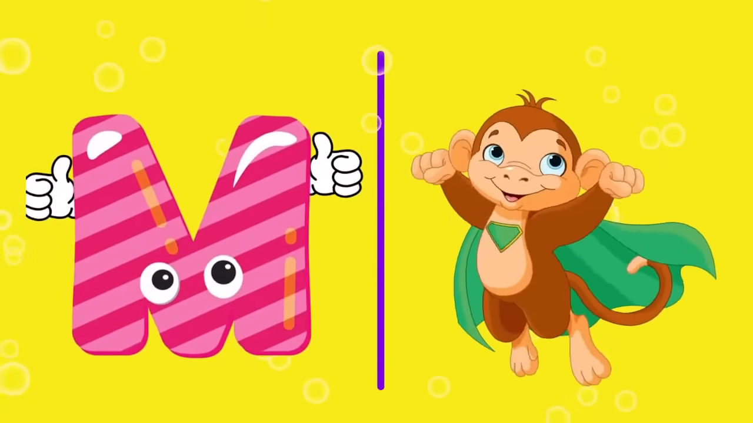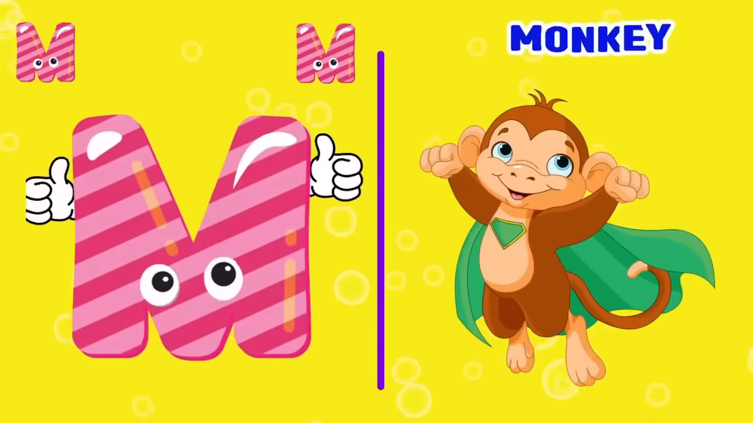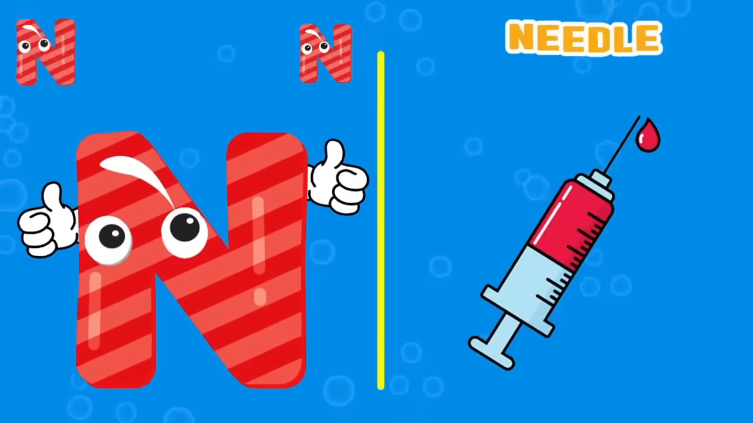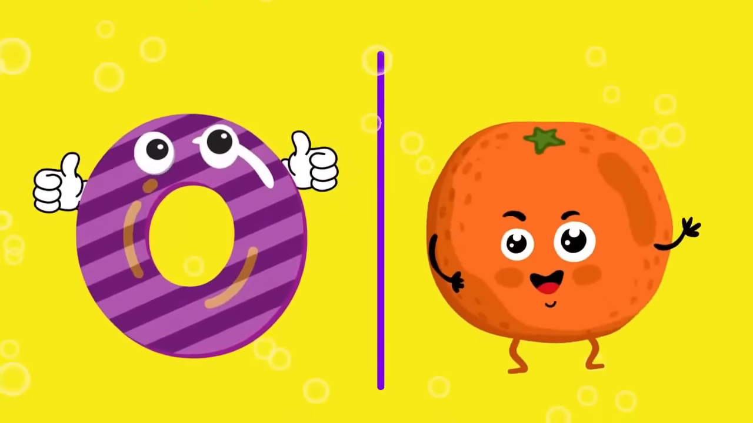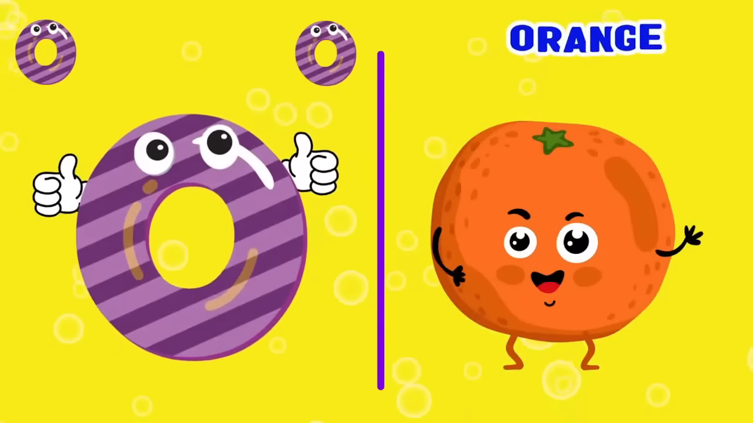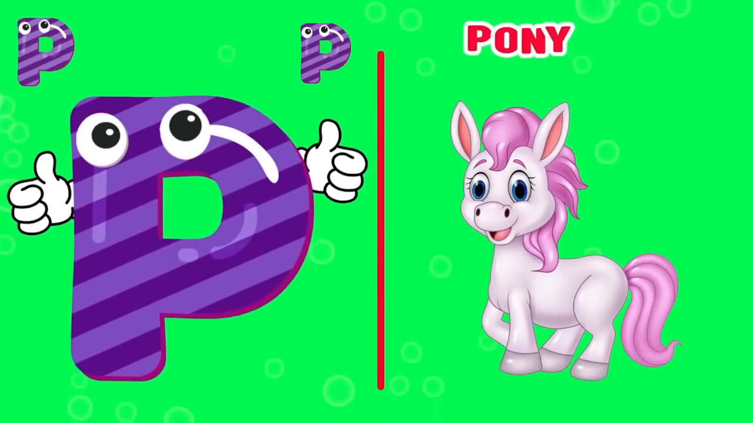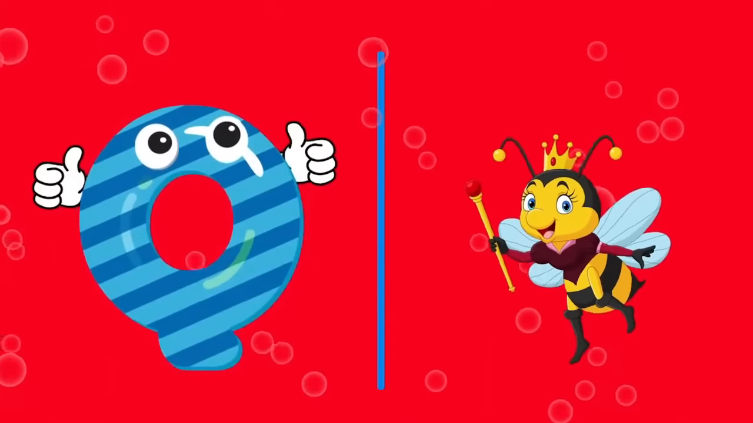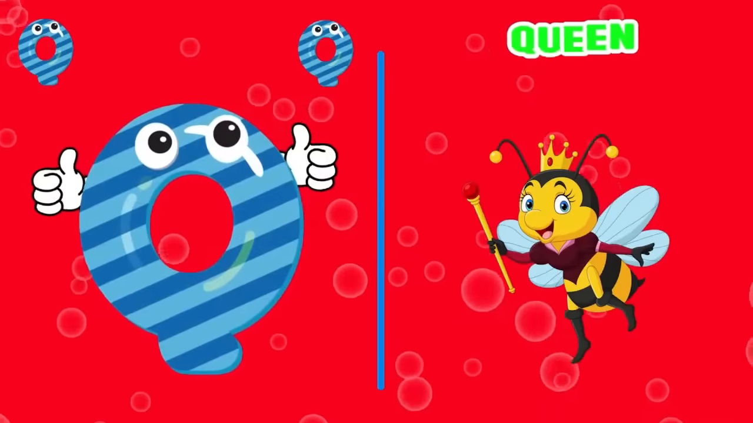M is for monkey. M, m, monkey. N is for needle. N, n, needle. O is for orange. O, o, orange. P is for pony. P, p, pony. Q is for queen. Qu, qu, queen.